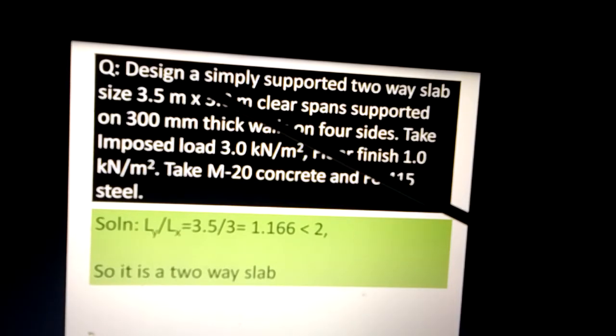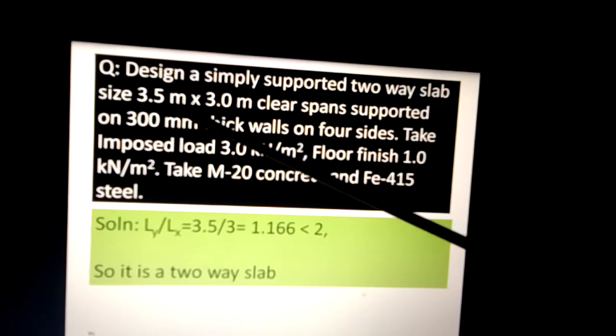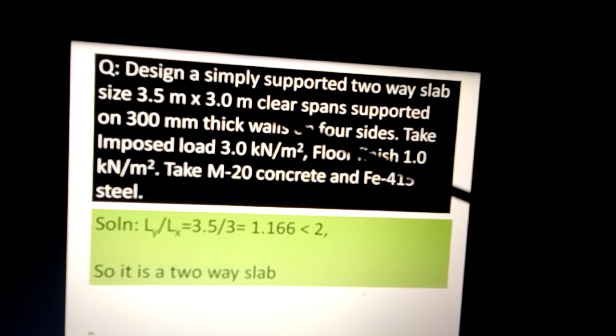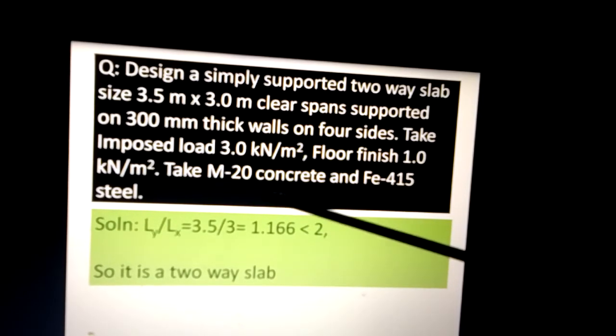So the statement of the problem is: design a simply supported two-way slab having size 3.5 meter by 3 meter, clear spans, supported on 300 millimeter thick walls on four sides. Take imposed load 3 kN per square meter, floor finish 1 kN per square meter. Take M20 concrete and Fe415 steel.